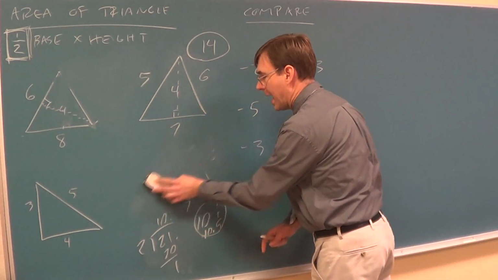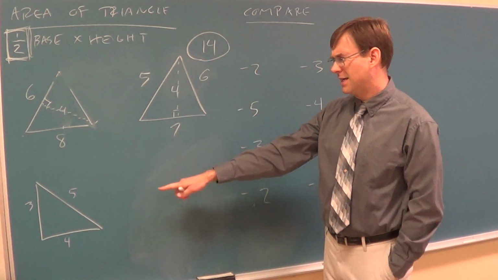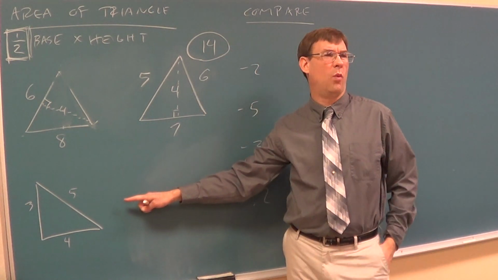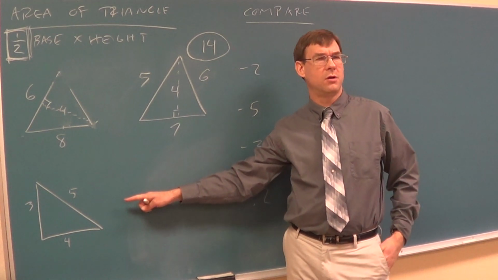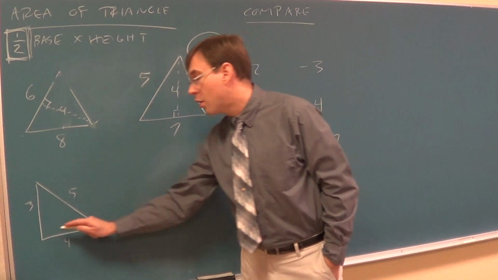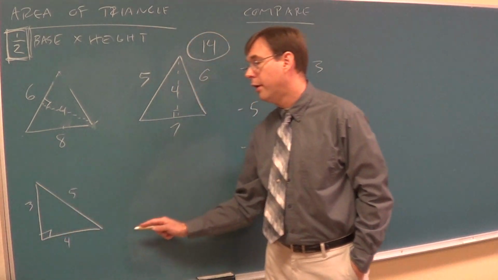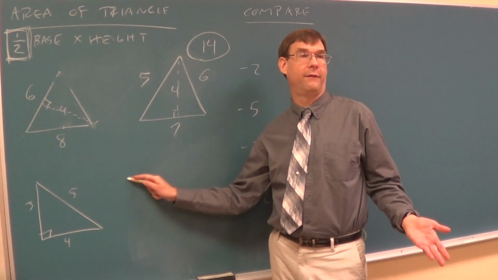This triangle, I do not have to draw you a dotted thing. Does anybody have an observation on this one, why I don't have to draw you a dotted thing? 3 and 4 are already perpendicular. So we can just multiply 3 times 4. So the answer is 12?